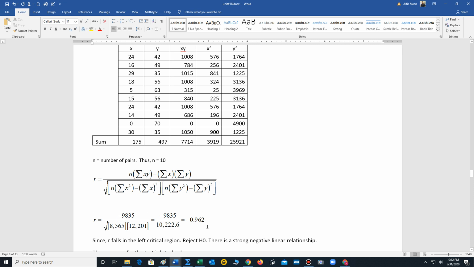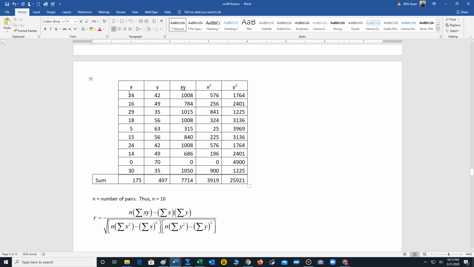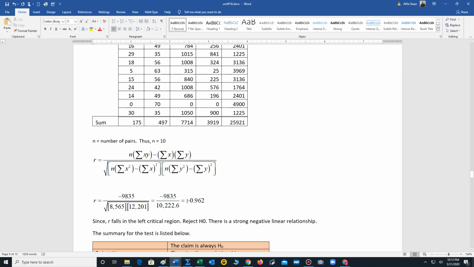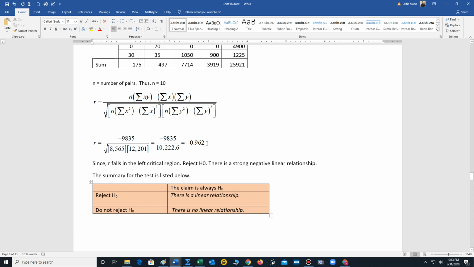We get negative 0.962. However, as I mentioned previously, you can just type this data into your calculator and it will compute R for you. So that's my recommendation. I will avoid trying to use this formula. And I do have some videos that will show you how to calculate R with your calculator.